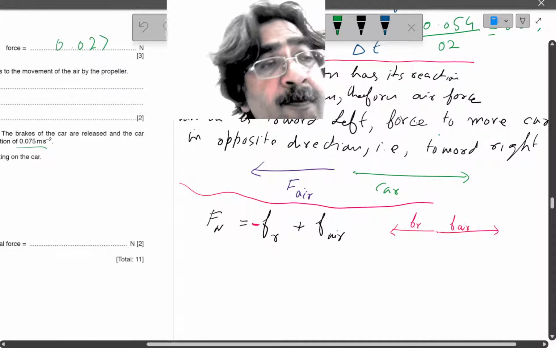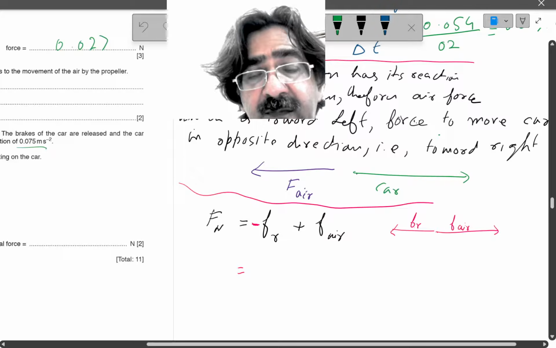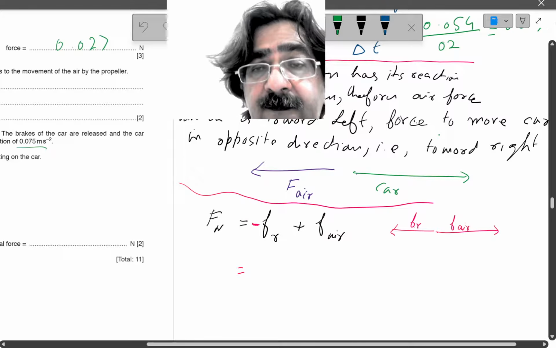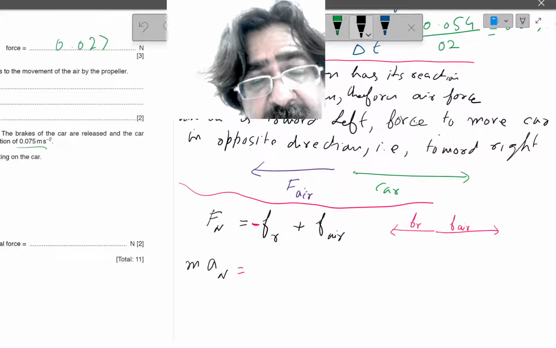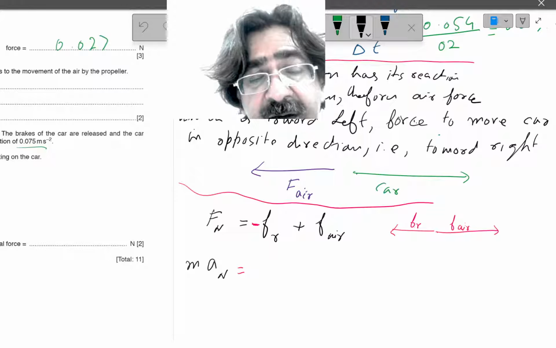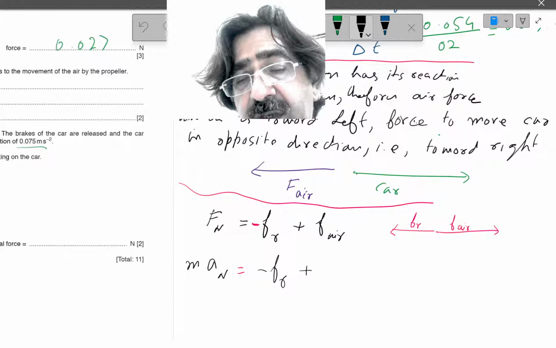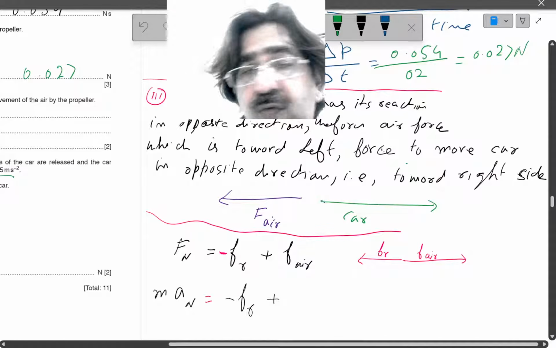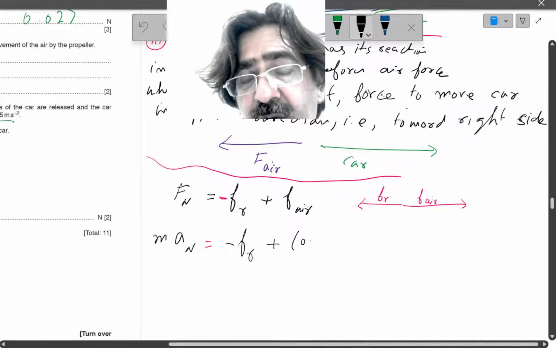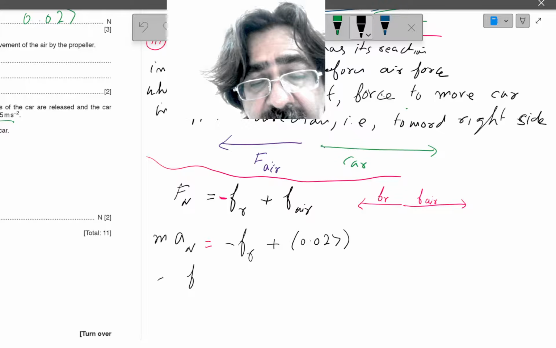So what will F_r be? We have to calculate the total net force, which is equal to m a, Newton. Acceleration a is the net acceleration, and m is the mass of the car. We have to calculate the friction force. And the air force we have calculated already, that is 0.027 Newton.